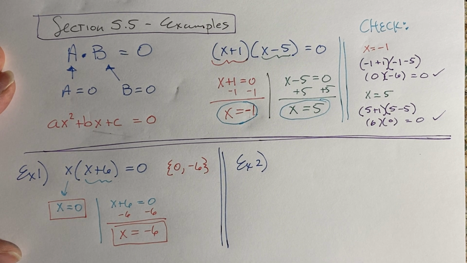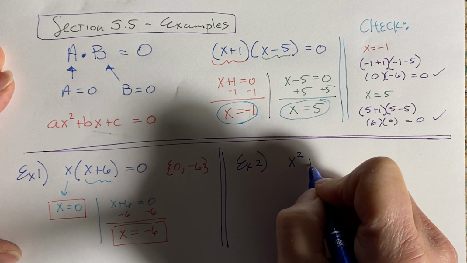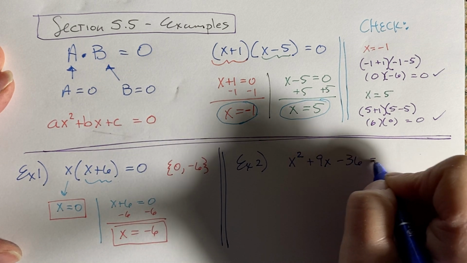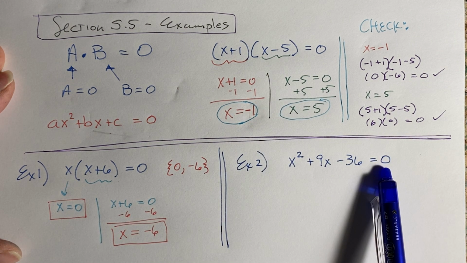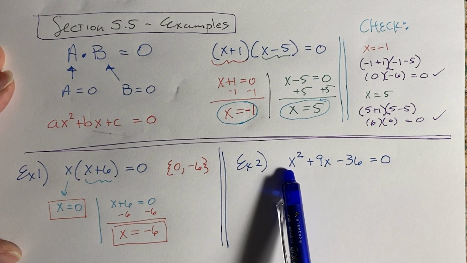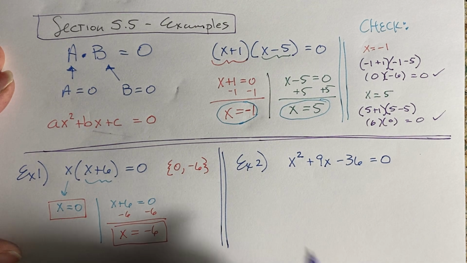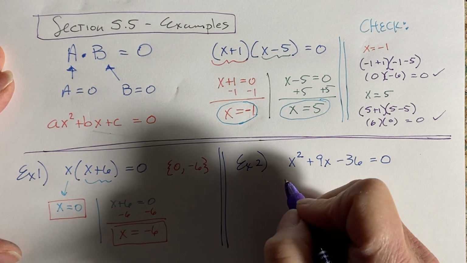Example 2. Let's say I have the equation x squared plus 9x minus 36 equals 0. We are in standard form. It's set equal to 0. I'm going to factor the left-hand side. This is an easy factoring one because the leading coefficient is 1.